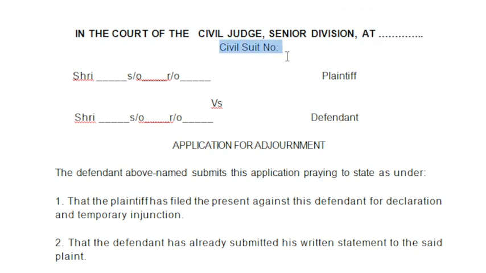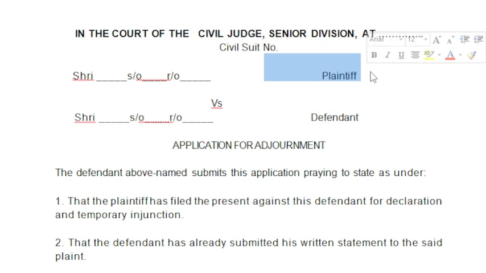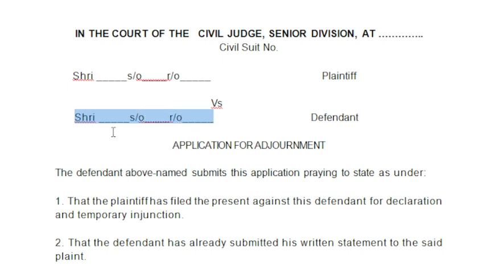Alright, suit number, you have to mention the suit number as well. Here you have to mention the party who is the plaintiff. So you have to mention the name, son of, residence of. On the right hand side you have to mention that party is plaintiff, versus you have to mention the details of defendant in the same manner: name of defendant, son of, residence of. So I have taken the example that plaintiff is A and defendant is B.